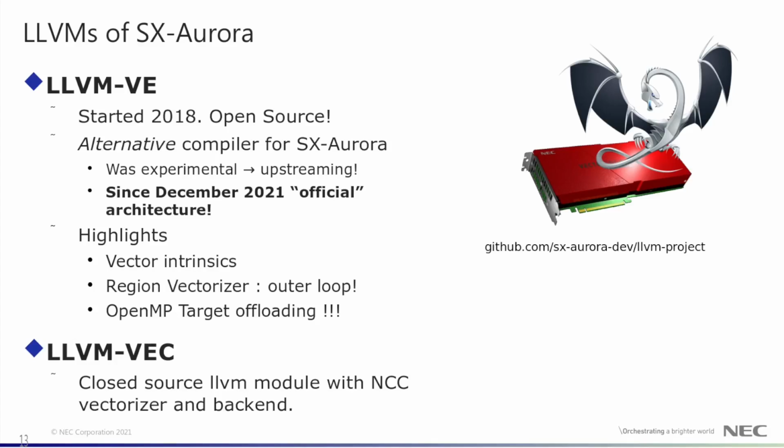LLVM is actually the glue to the Julia language. There are two LLVM implementations for the SX-Aurora, two efforts. One is the open source one, started in 2018. This was started as an alternative compiler for SX-Aurora. It was experimental. We upstreamed a lot, and since December 2021, this is among the official architectures.